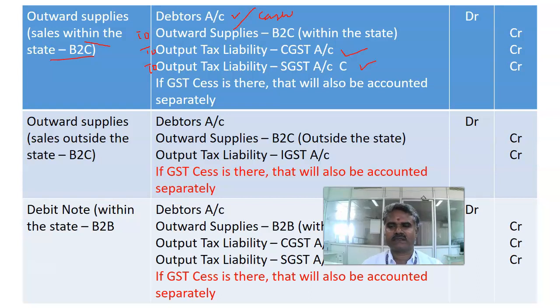Then outward supplies, sales outside the state, B2B, debtors account debtor or cash account debtor, to sales, to output tax liability IGST, because it is interstate.